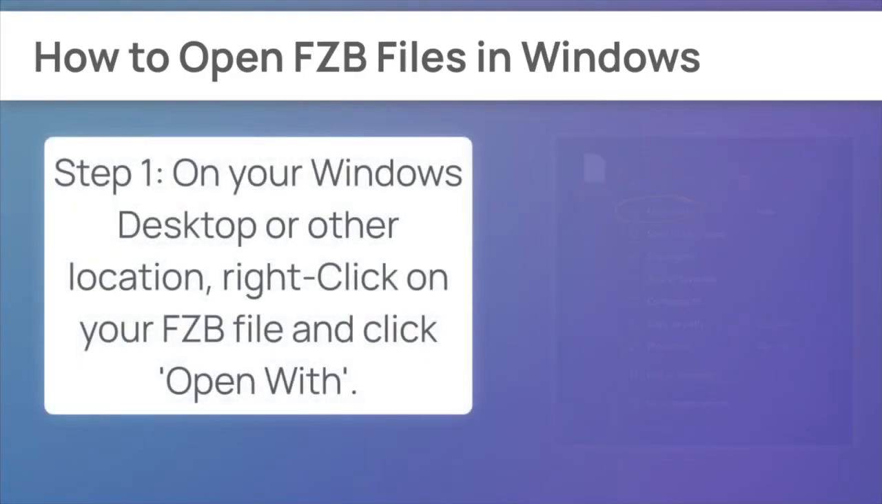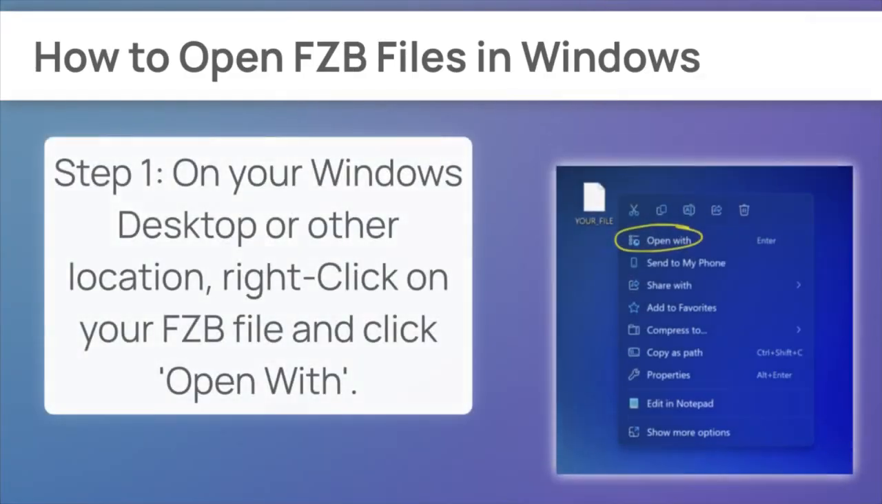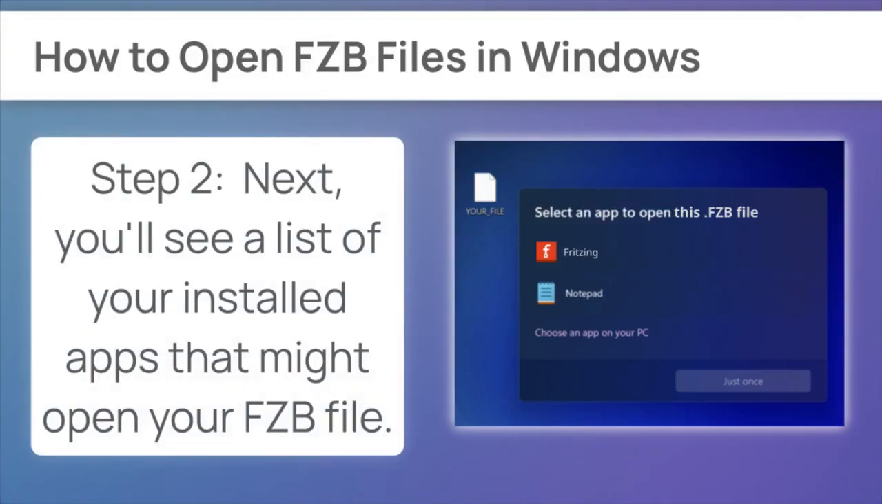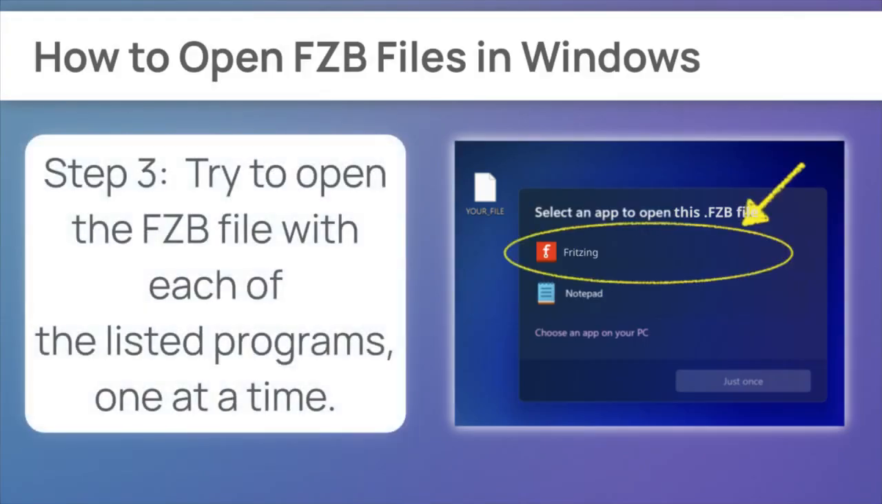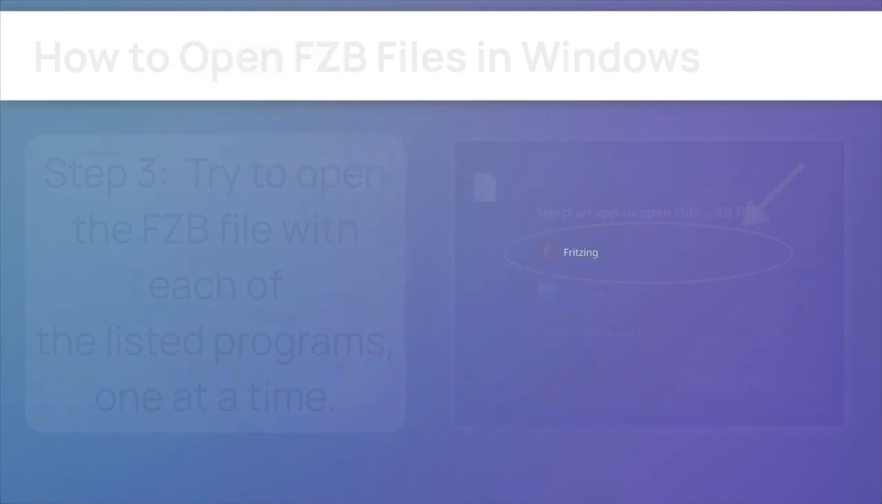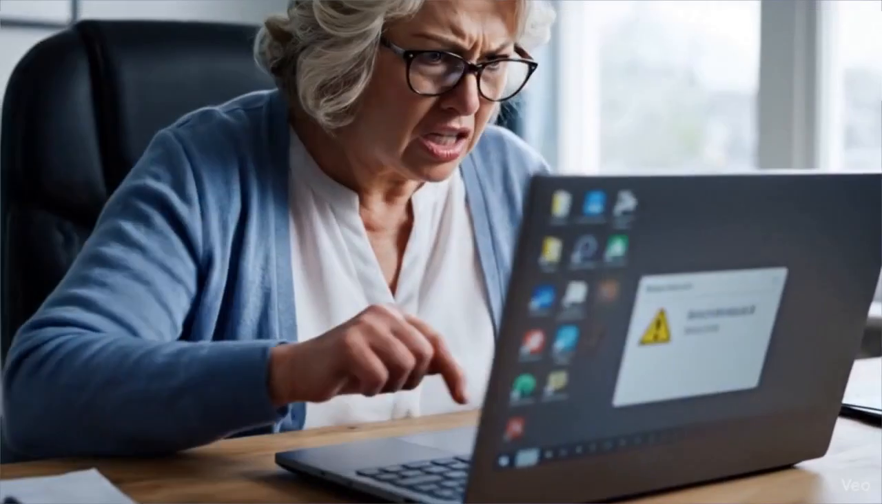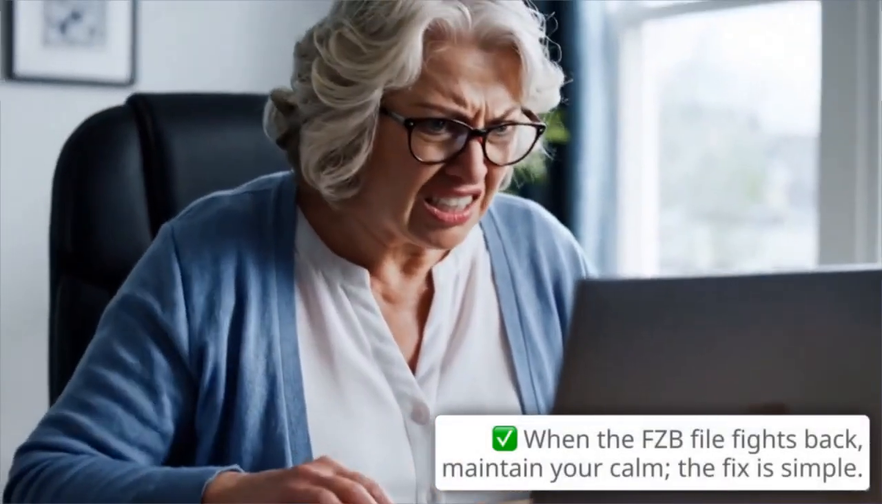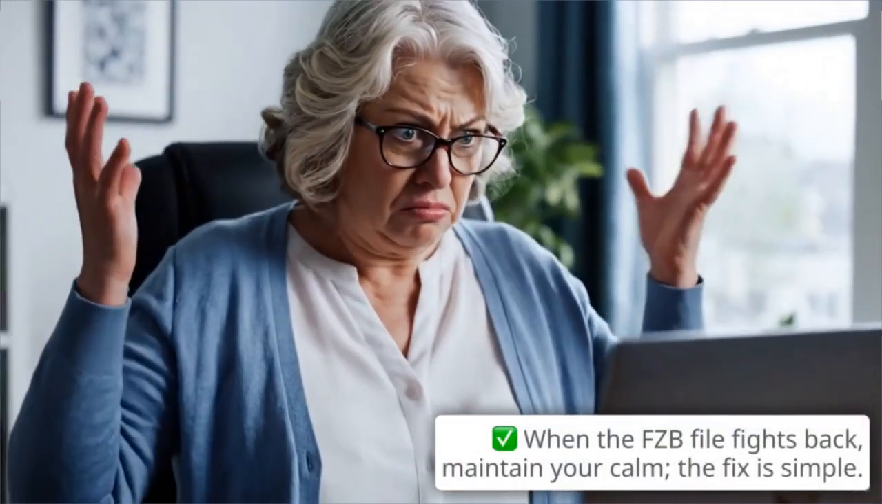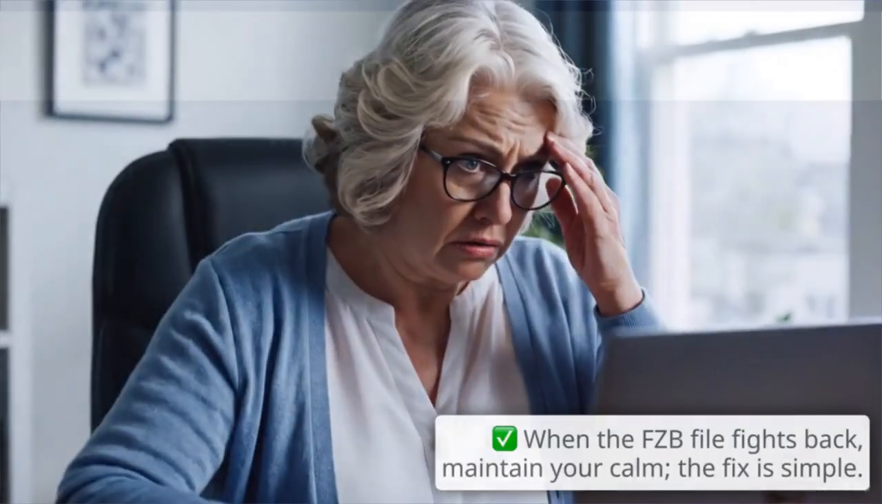Your reliable first step is the Open With action. Right-click the FZB file and select Open With. If Fritzing is installed, use it. If not, choose another program. We must find the application that works. If you still can't open the FZB file, it's okay. The nature of the FZB format makes basic errors common if one detail is missed. Let's verify these key points right now before proceeding to the fix.